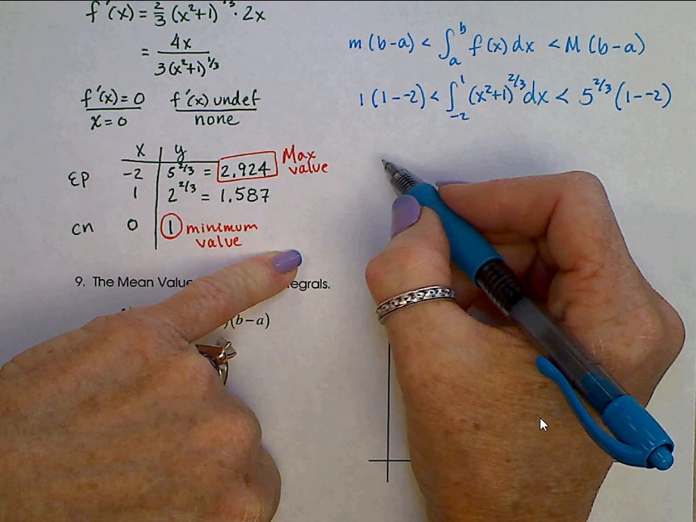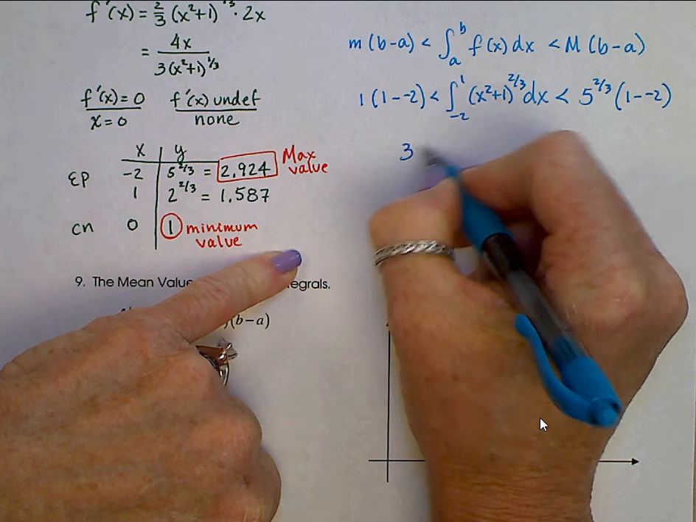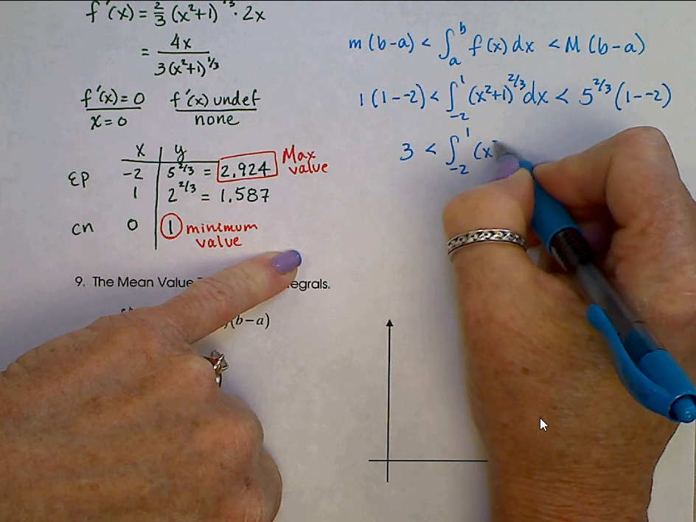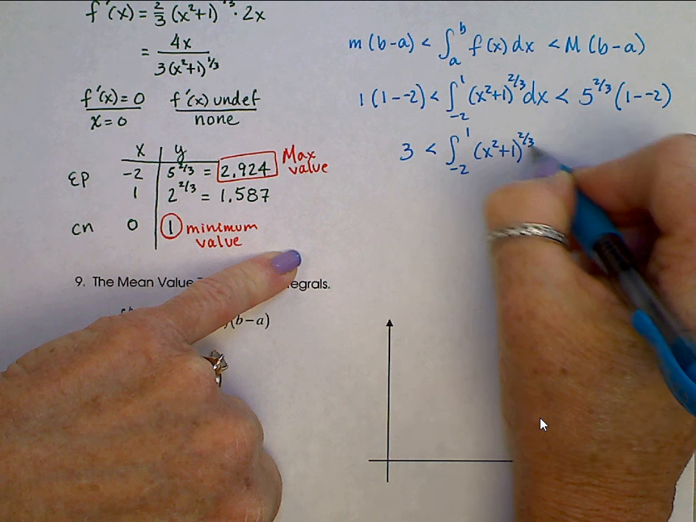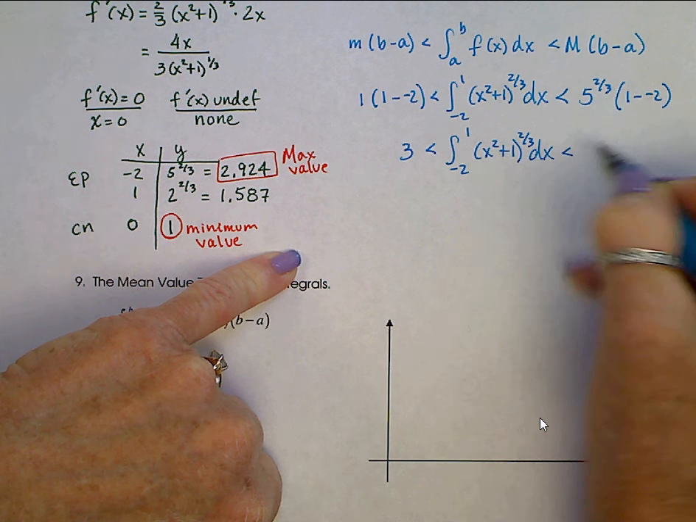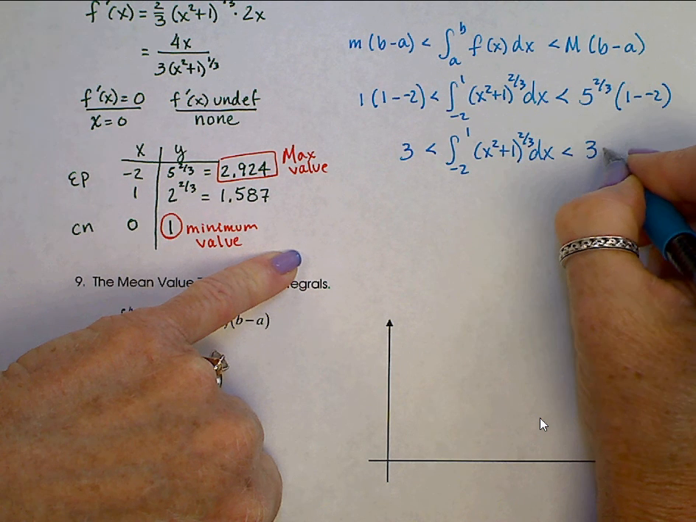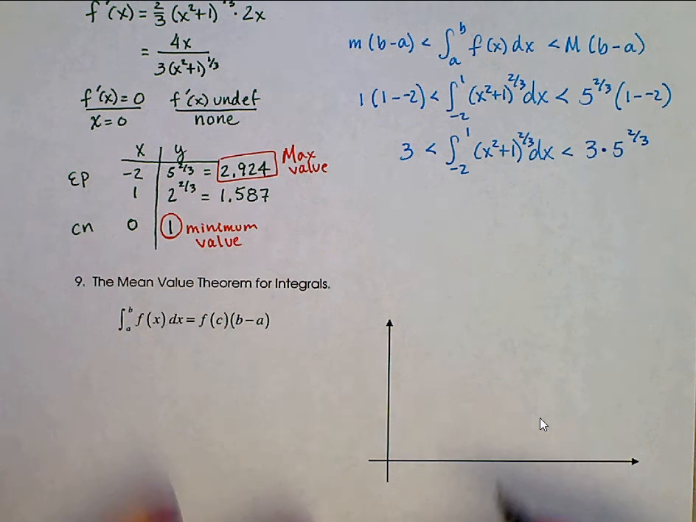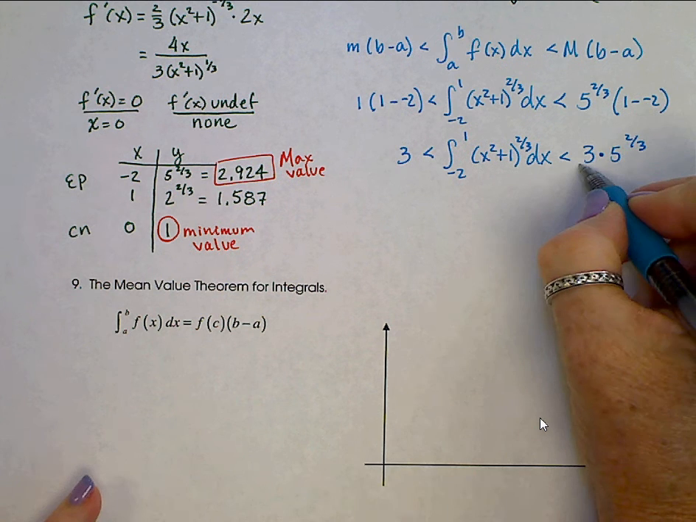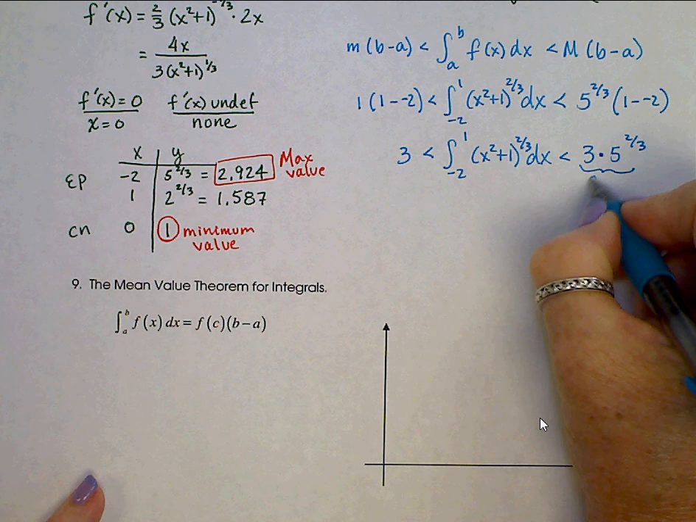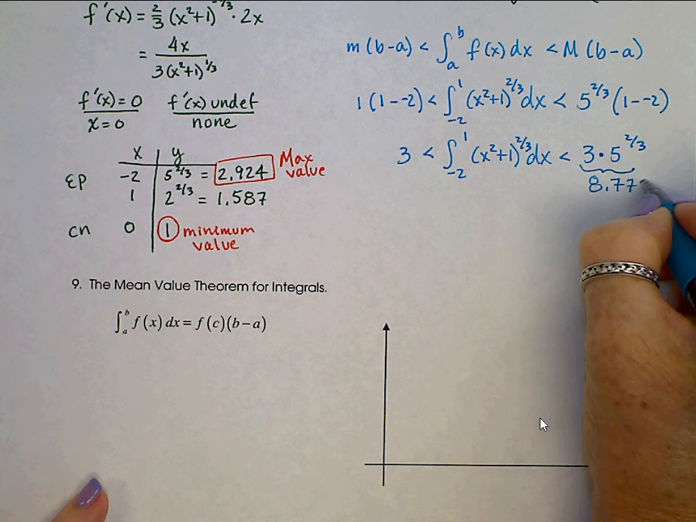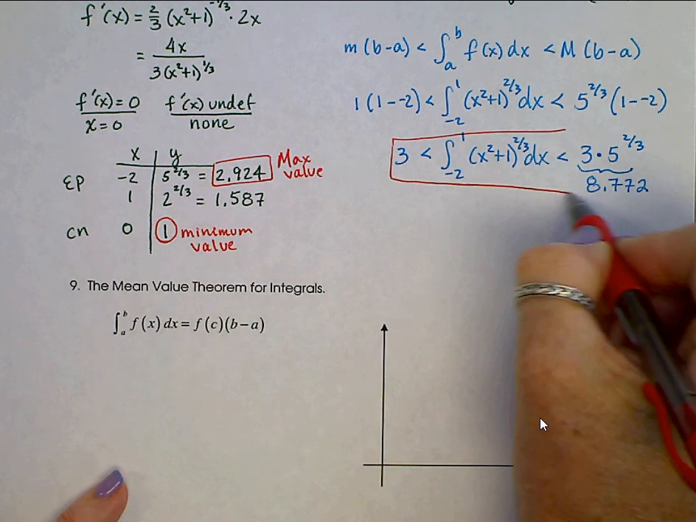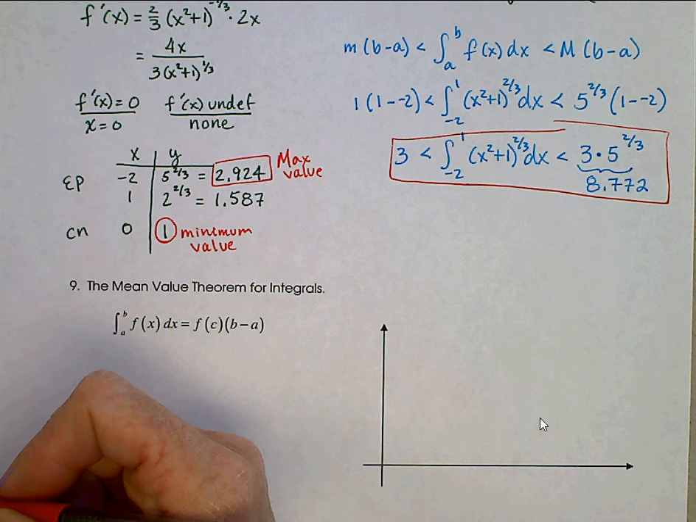And this leaves us with 3 is less than this integral from negative 2 to 1 of (x squared plus 1) to the 2/3 dx, which is less than 3 times 5 to the 2/3. All right, which decimal for this one is 8.772. So this is an answer.